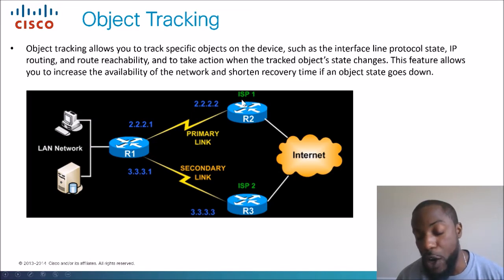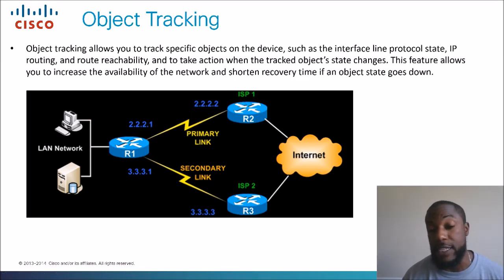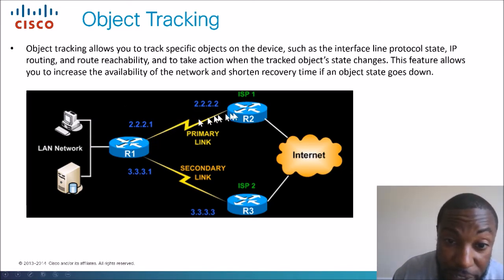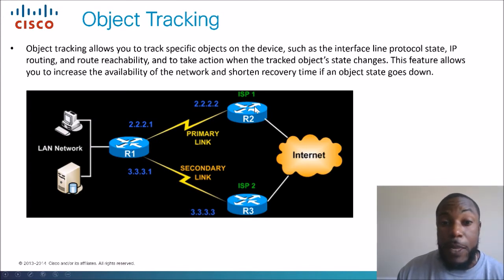Obviously, we could use a standby routing protocol like HSRP or VRRP to point to the other router if one goes down. You could also do object tracking, which will give you an alert to let you know this went down, and then also take action. That's what object tracking does. Let's say we had a static route pointing to router 2 as our default route to the internet. Let's say this interface goes down.